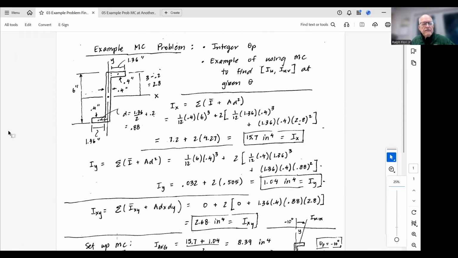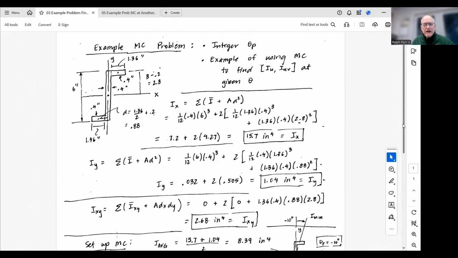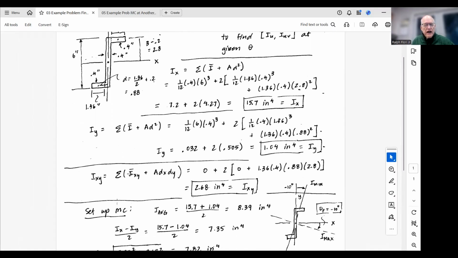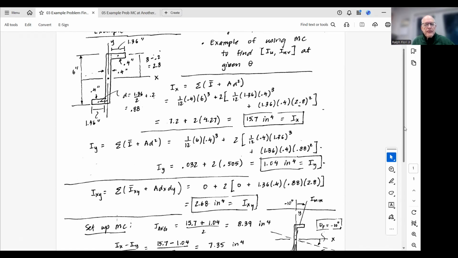It's relatively straightforward. This is an S-shaped beam. It's 6 inches tall. The two legs are 1.36 by 0.4 inches. To set up Mohr circle, we need Ix, the moment of inertia around the x-axis. We need the moment of inertia around the y, and we need Ixy. I'm not going to find them here. You can do that on your own.